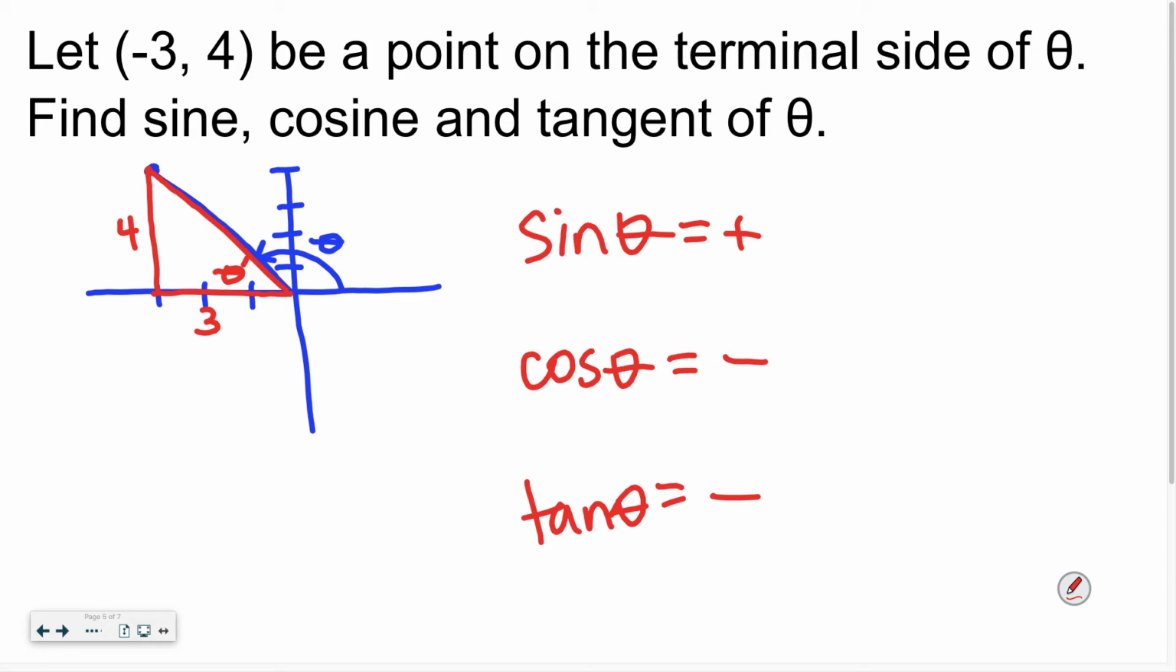Okay. Now this is nice. What's our hypotenuse? 5. So our sine ratio is a positive 4/5. Our cosine ratio is a negative 3/5. And our tangent ratio is a negative 4/3. So we either put the plus or minus signs here, or we label that as a -3 and they work out in the ratios the way that they need to be.